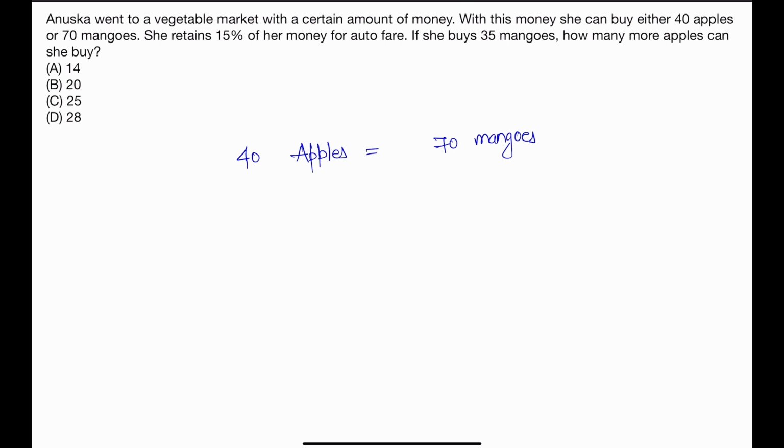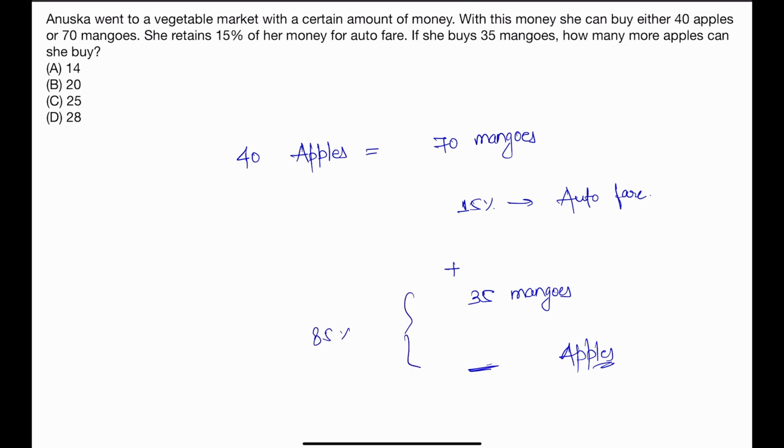She retains 15% of her money for the auto fare. So whatever money she had, she only spent 85%, and 15% she kept for auto fare. So the question is, if she buys 35 mangoes, how many more apples can she buy? Now she purchased 35 mangoes and some apples, and these are in that 85% of budget. In the 85% of budget, she purchased this much.